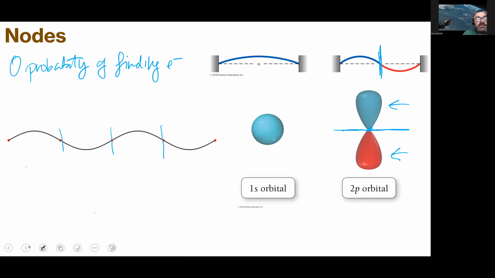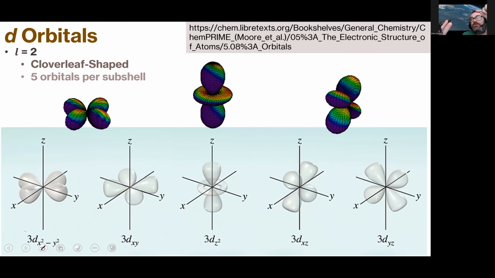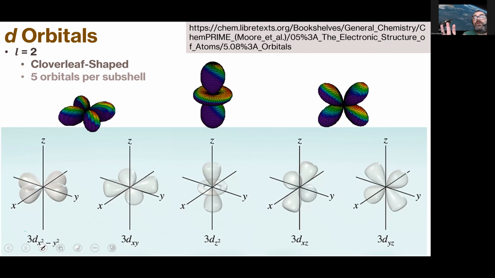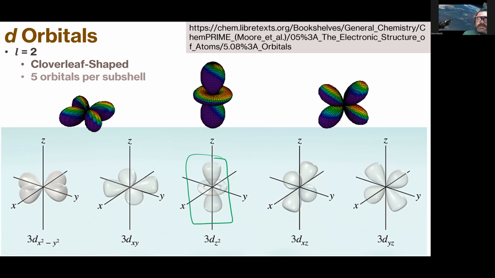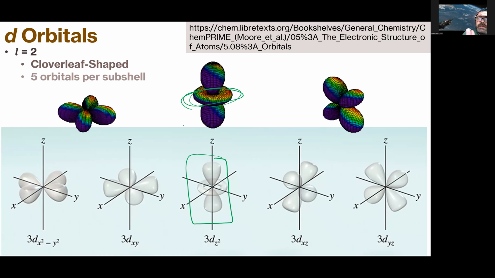Next, we can talk about d orbitals. In a d orbital, we have L equals 2, so we can treat this as meaning we have 2 planar nodes in there. Because L equals 2, we have 5 orbitals per subshell. They are all cloverleaf shaped. The one that's not is dz squared. Dz squared looks like a p orbital, but it has a donut going around the center. Now remember we said there are 2 planar nodes in each one of these.